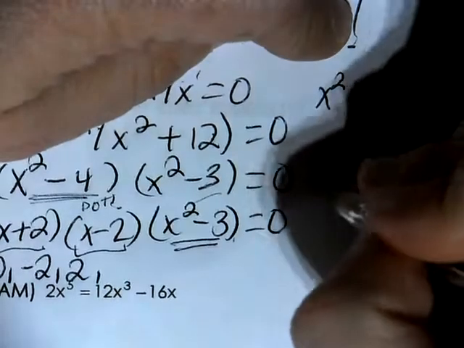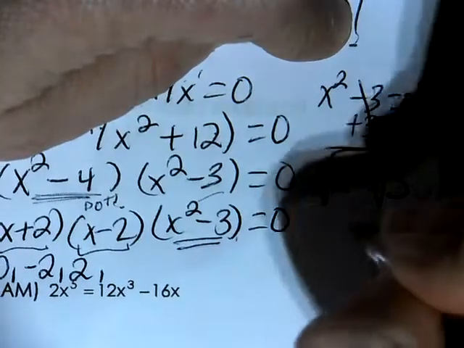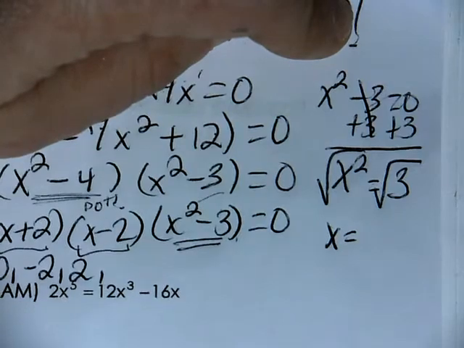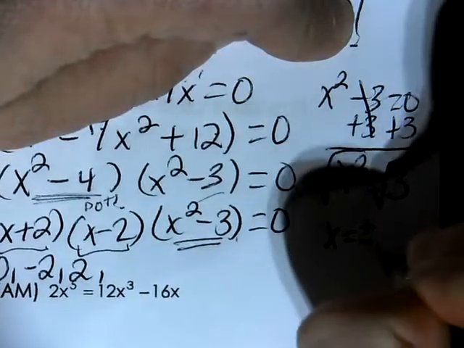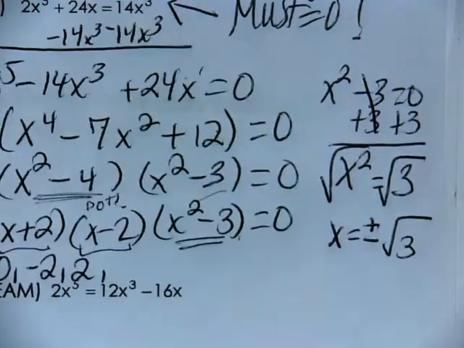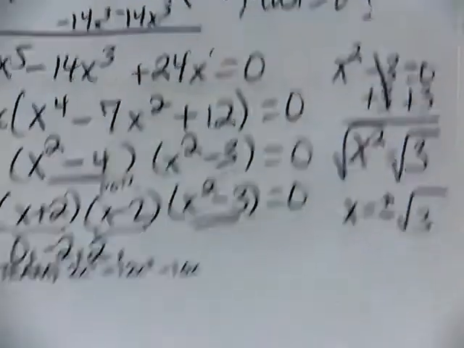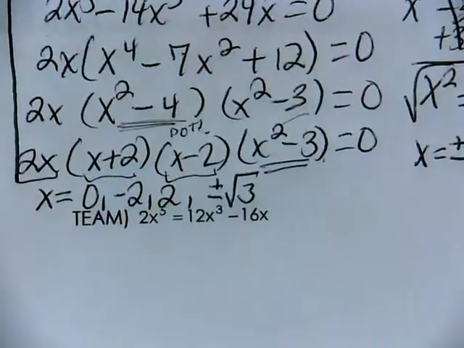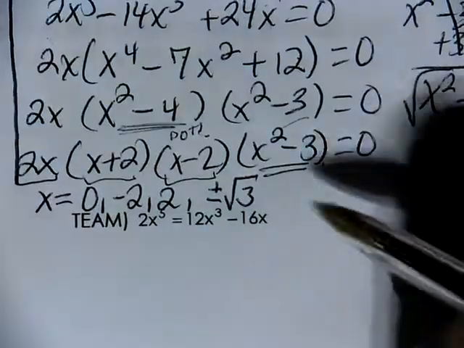Now remember that to get rid of a square, you have to take the square root of both sides. And we'll end up with x equals not just the square root of 3, but plus or minus the square root of 3. Because whenever you take the square root of both sides, you have plus or minus in your answer. And so there are our 5 solutions: 0, plus or minus 2, and plus or minus the square root of 3.